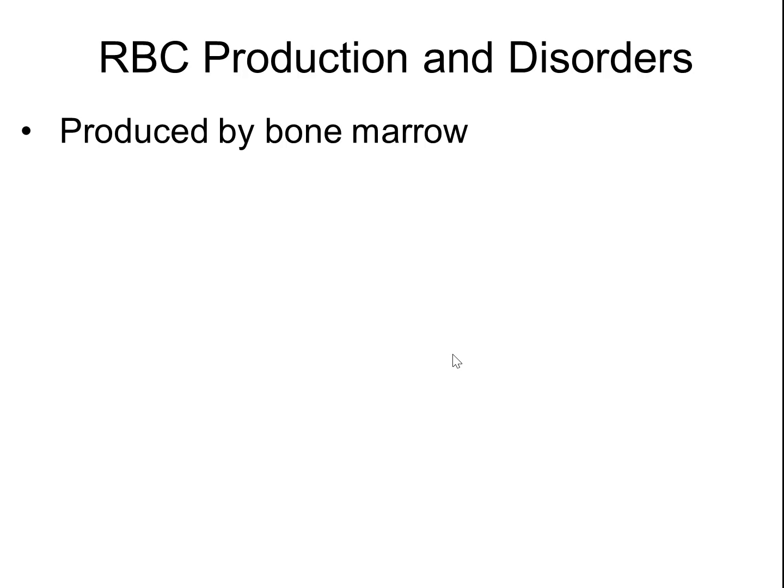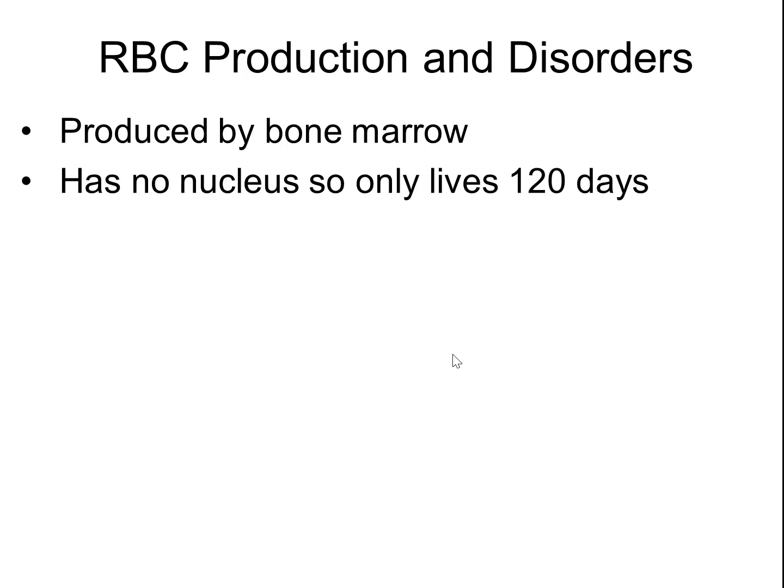A little bit about red blood cell production. It's produced by bone marrow, and you can find bone marrow, for instance, in your sternum, in your hip bone, in your arm bone. Red blood cells, interestingly, don't have a nucleus. The reason they don't have a nucleus is because nuclei take up a lot of energy. In fact, red blood cells don't even have that many organelles because they take up so much energy.